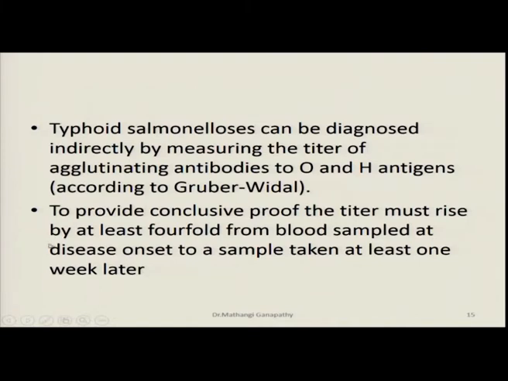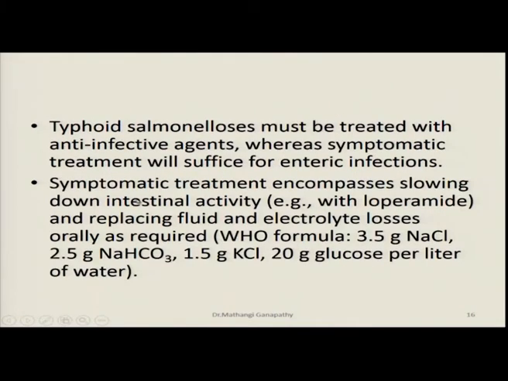Typhoid salmonellosis can be diagnosed indirectly by measuring the titer of agglutinating antibodies to O and H. This is popularly known as the Widal test. And to provide conclusive proof, the titer must rise by at least fourfold from the blood sampled at the disease onset to a sample taken at least 1 week later.